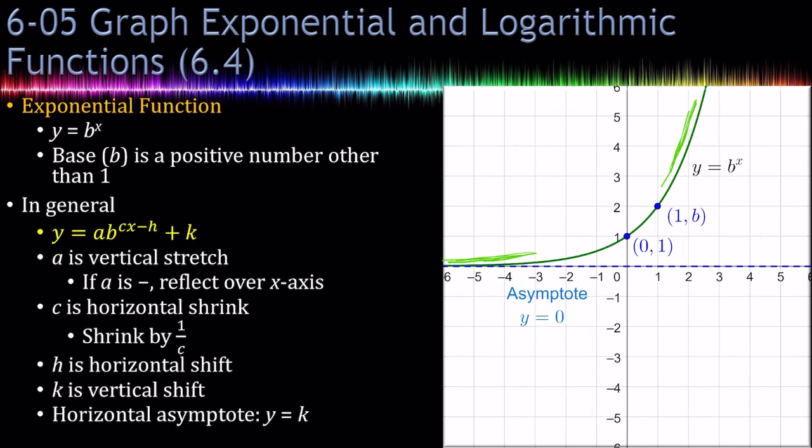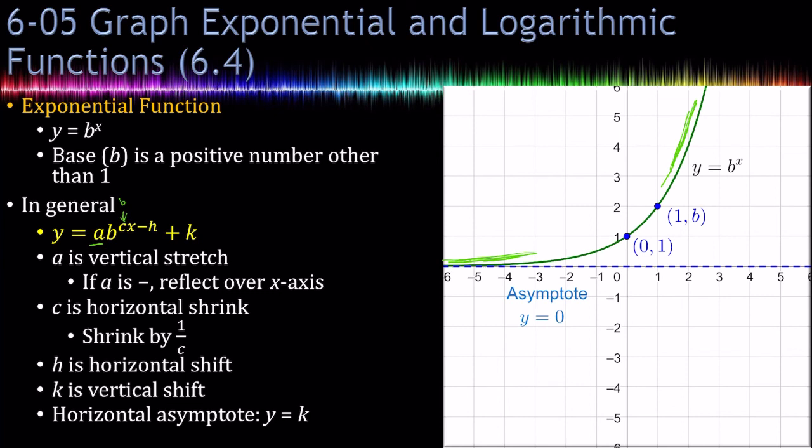But there are transformations. Since we use b for the base, I'm using a different letter for what we used b for before. In general, y equals a, remember a was our vertical stretch, or if a is negative, it's a reflection over the x-axis. Our base to the c, before this is what we called b. That c is our horizontal shrink, and the shrink is by 1 over c. The h is a horizontal shift, and the k is a vertical shift.